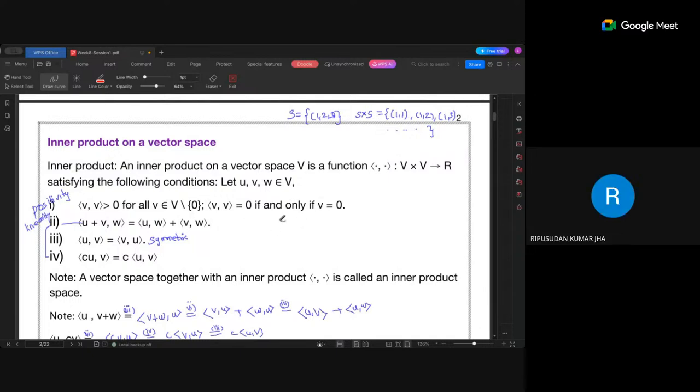Ma'am, any vector, how can it be both greater than 0 and also equal to 0? How is it possible? For non-zero vectors, it is positive, and for the zero vector, it is 0. Okay? You understand? No, ma'am. See, for non-zero vectors, the inner product is positive. And for the zero vector, the inner product is 0. What is the confusion here? Okay, got it. Got it? Okay. Yes, ma'am.